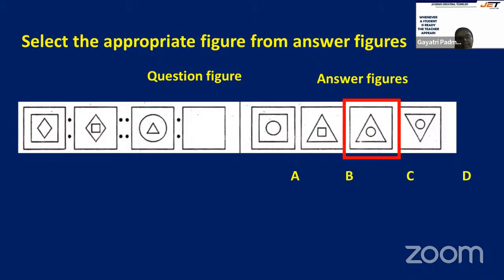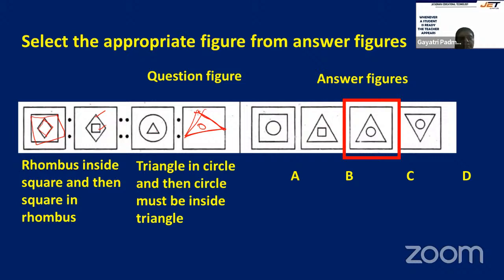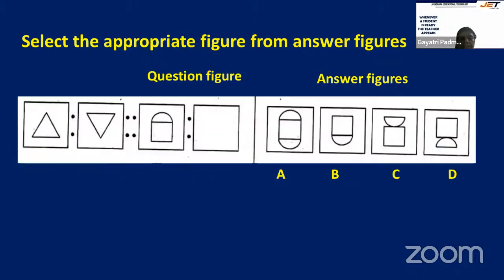Let's see. Perfect. Yes, so this is very simple, isn't it, students? See here. Here, your parallelogram kind is inside. So that is now outside. Your square, which is outside, is now inside. Similarly, your triangle, which is inside, now it should be outside. Your circle, which is outside, now it should be inside. That is why you're choosing option C. Rhombus inside square and then square in rhombus, triangle in circle, and then circle must be inside triangle. All right, see the next question.